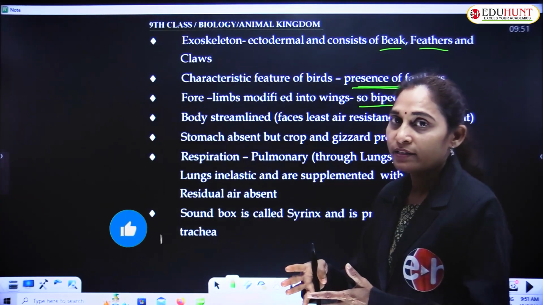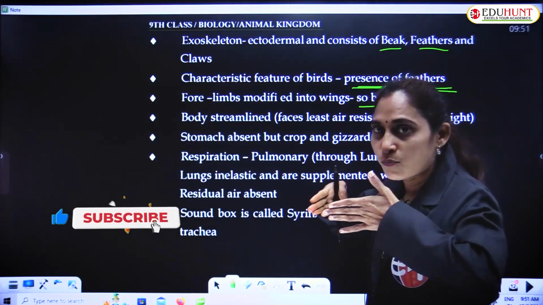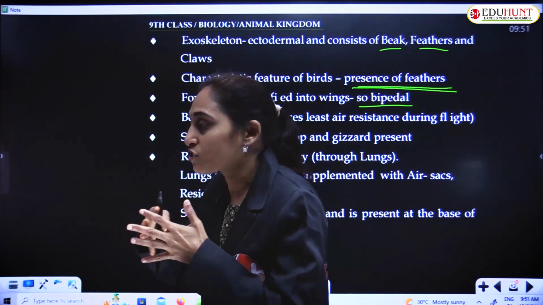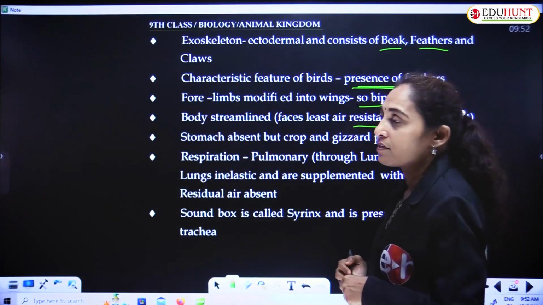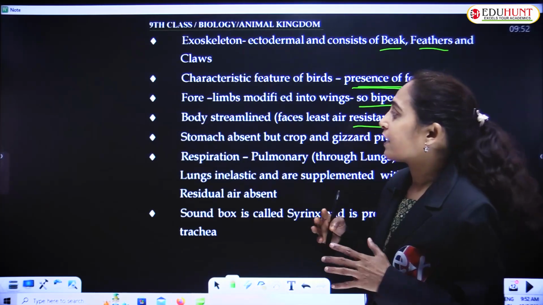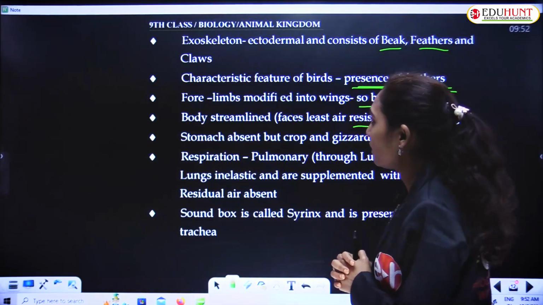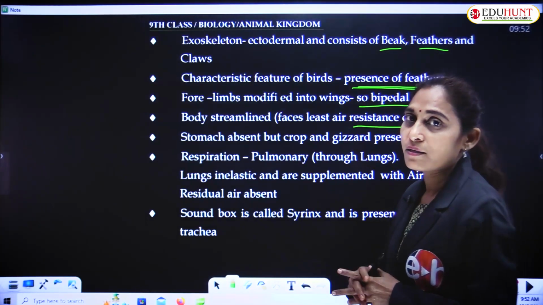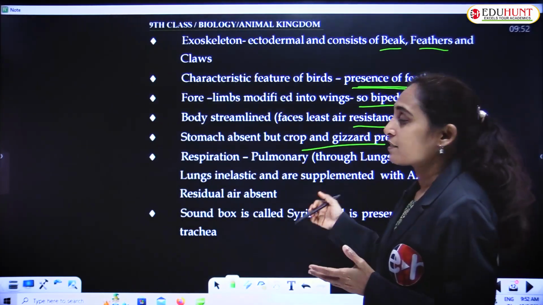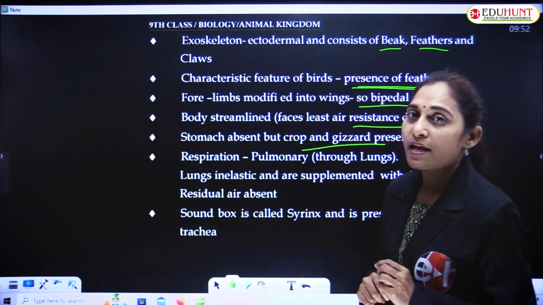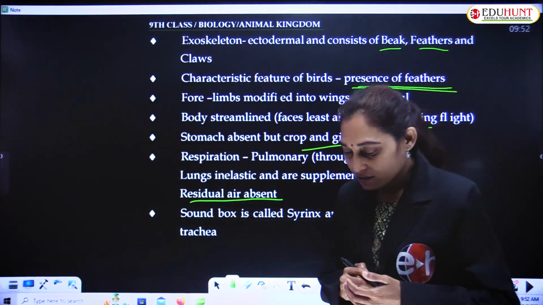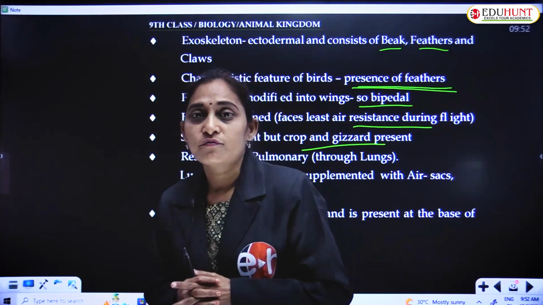And the body is streamlined, that is, it is pointed at the anterior end so as to fly in the air and reduce friction. It faces air resistance while flying in the air. To reduce that, their body is pointed towards the anterior side. Stomach is absent, but crop and gizzard are present. Respiration is pulmonary, that is through lungs, and lungs are inelastic in nature and supplemented with air sacs, and residual air is absent, because these are all adaptations to fly.